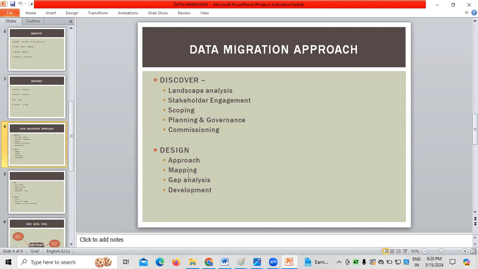You know about gap analysis. Gap analysis is nothing but as-is and to-be. Whatever the as-is process we have, you are transforming to the to-be. That's why we call it as-is and to-be. This is what we call gap analysis.